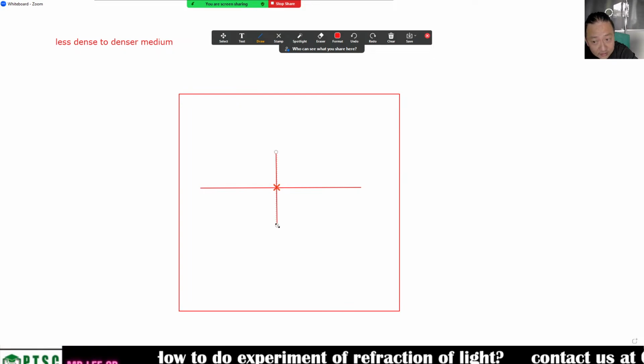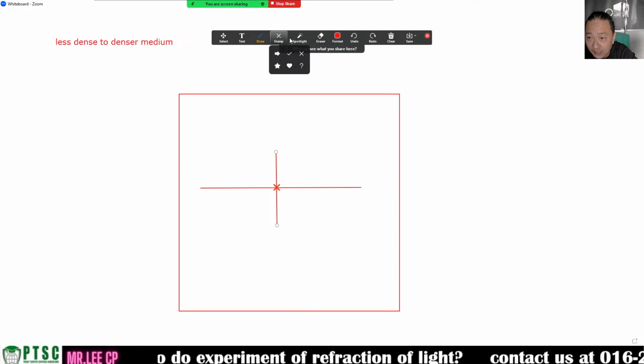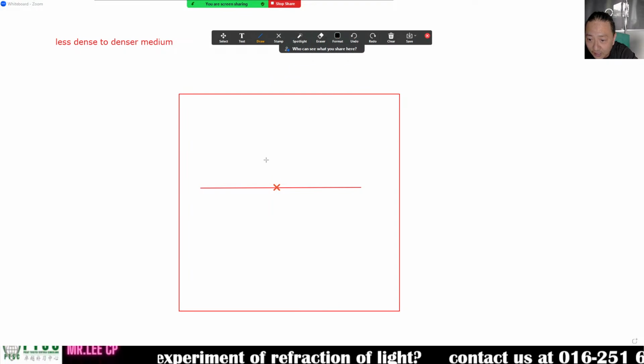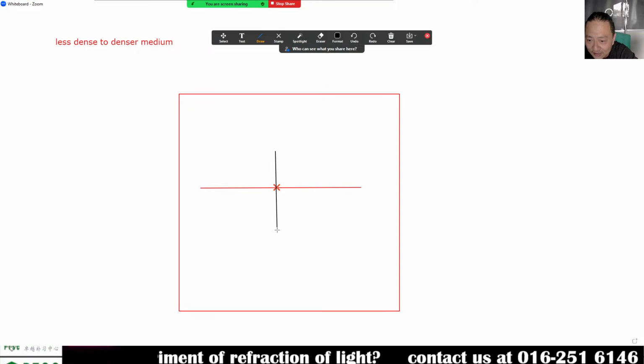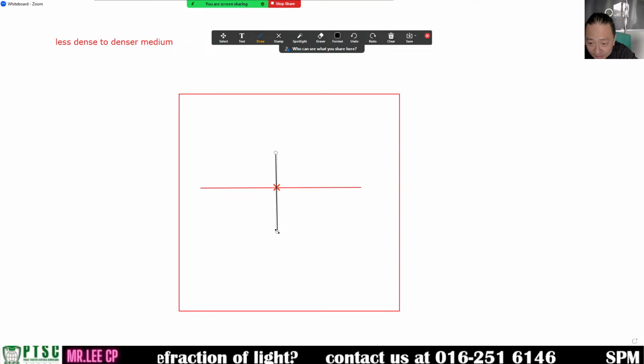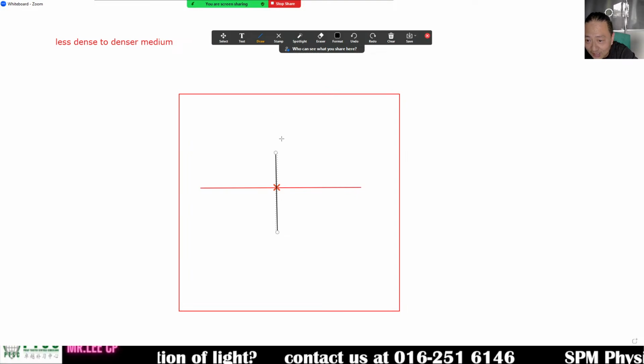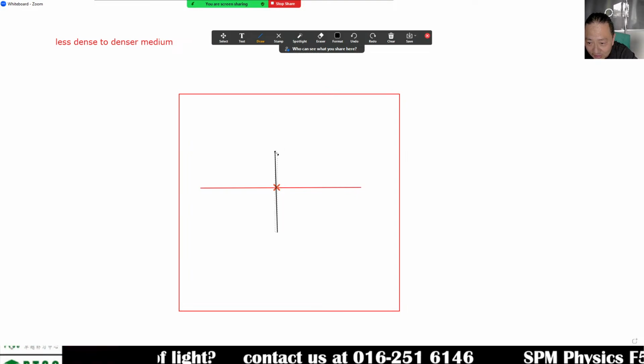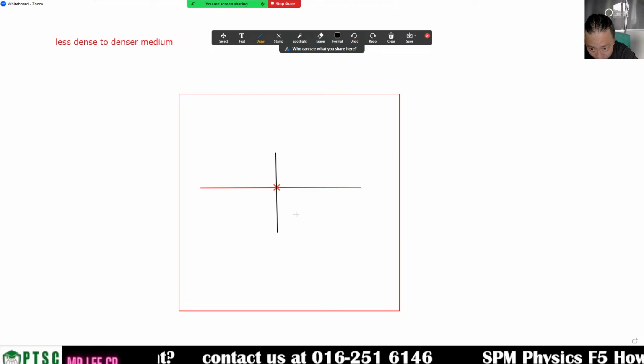Draw a normal line first, right? No, draw a normal line. Normal line, alright. If you have color, then use color, easy to see. But no color, it is okay. And it will be a dotted line. If you ask me to draw a dotted line here, I cannot draw the dotted line here, right? So this is a normal.